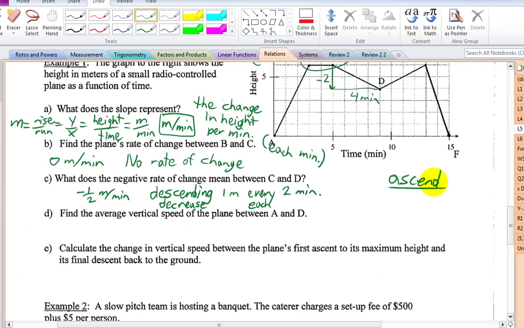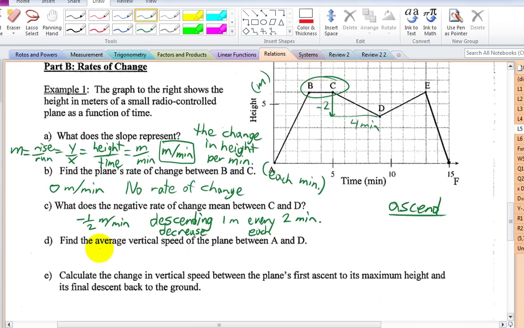Okay, find the average vertical speed. So the average vertical speed, what you need to do is draw a straight line from A to D. So here's A to D. What is the slope? Because remember, your slope is the speed. Right? Meters per minute, that would be the speed. Sorry, please write that up here for A, speed, meters per minute.